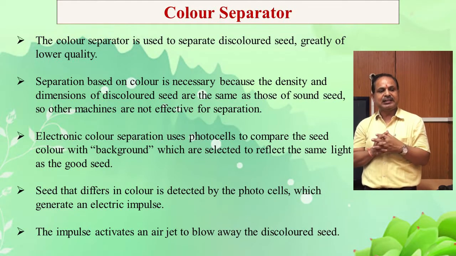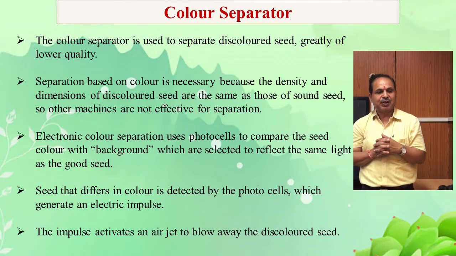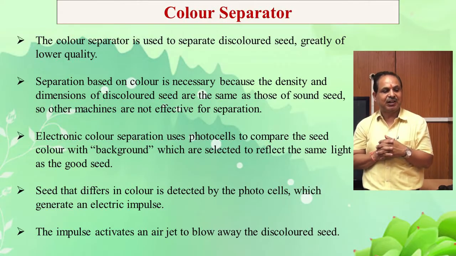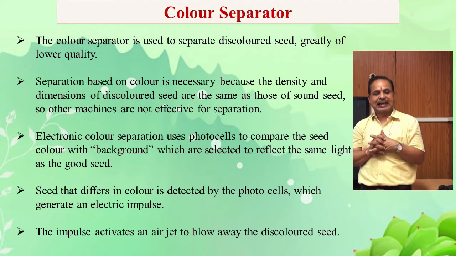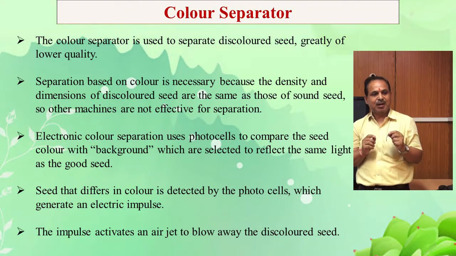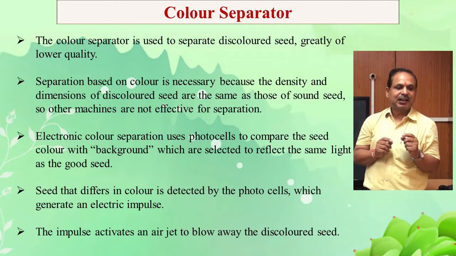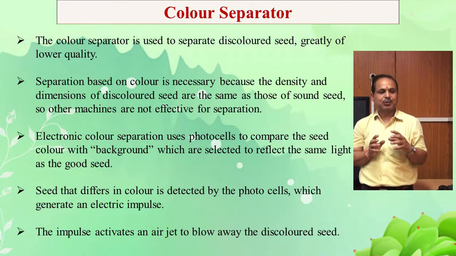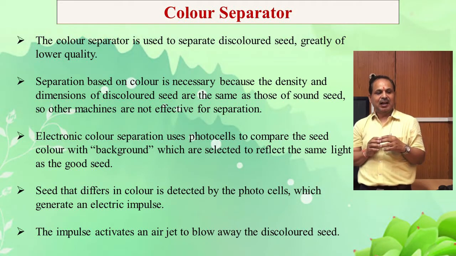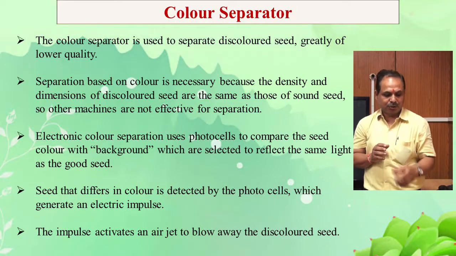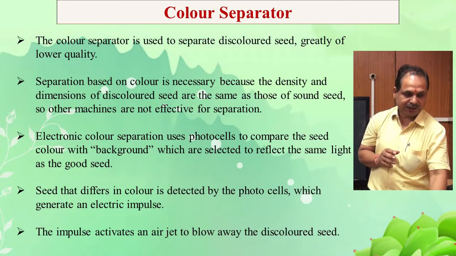So electronic color separation uses photocells to compare the seed color with a background which is selected to reflect the same light as the good seeds. Seed that differs in color is detected by the photocells, which generate an electric impulse. So these are the color separators.